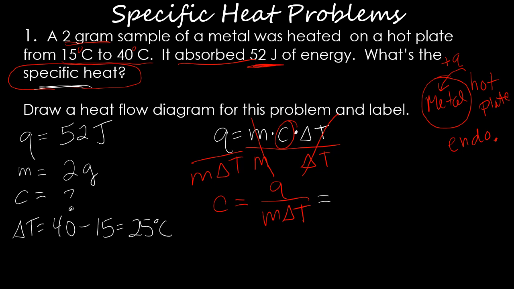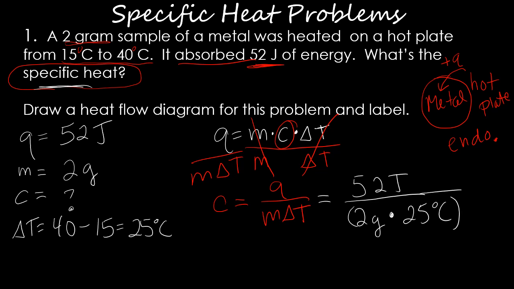Our Q value is 52 joules. Our M is 2 grams. And our delta T is 25 degrees Celsius. Now I like to put the bottom in parentheses just to show that those should be multiplied before we divide. Okay, so be careful with that. And we can go ahead and calculate. Practice with your calculator and see what answer you get. So we should get 1.04 for our value.